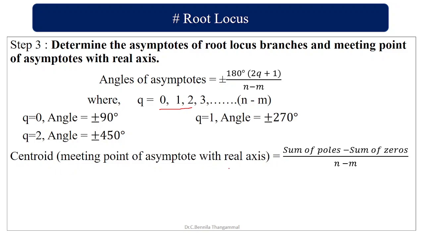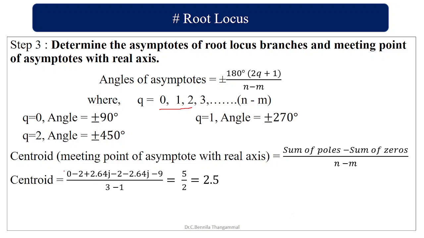The centroid is given by the sum of poles minus the sum of zeros divided by n minus m. The sum of poles is 0, minus 2 plus 2.64j, minus 2 minus 2.64j, and for the zero it is going to be minus 9, divided by 3 minus 1, which is 2. So the value is minus 4 minus of minus 9, which is 5 by 2, equal to 2.5.